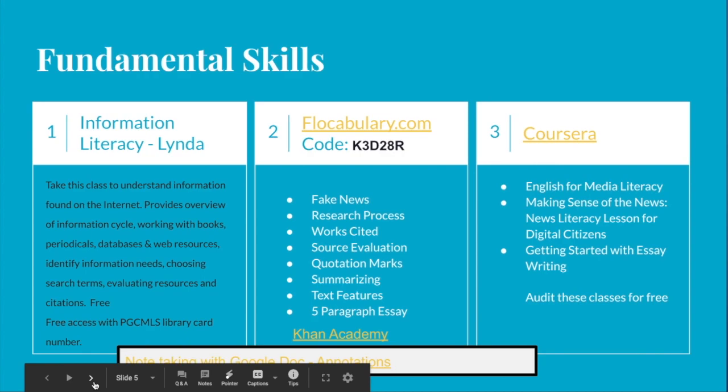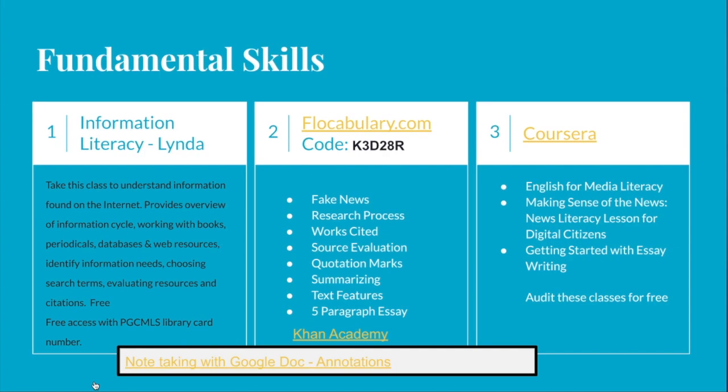I have fundamental skills that I think everyone should know before they start doing research, and some of them come from the public library, a service called Linda, and there you can take this course called Information Literacy, and it's very helpful. It tells you about the information cycle, different types of books, periodicals, databases, and web resources, and it gives you information about how to identify your information needs, choosing search terms, evaluating sources, and how to do citing. So it's a free course. All you need is your Prince George's County Public Library card number, and you can access that.